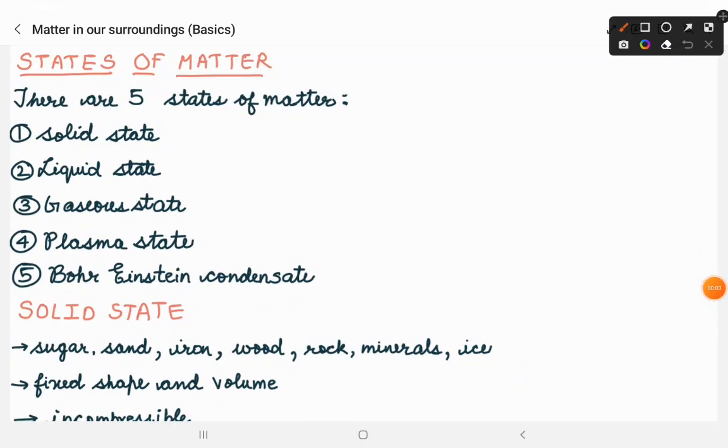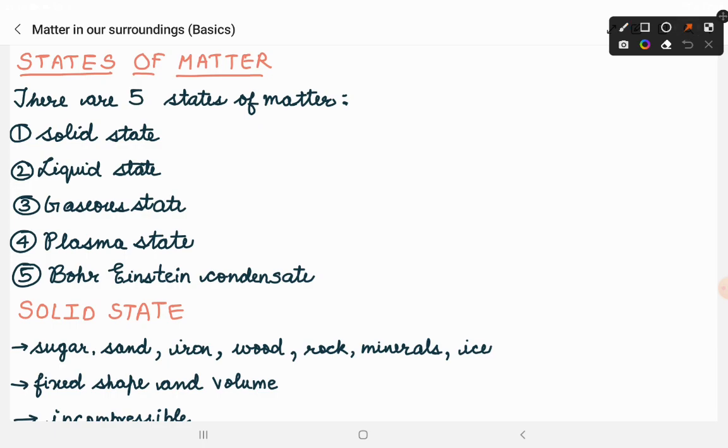Good morning, my dear students. Today we are going to continue our first unit, that is Matter in Our Surroundings, and this is the basics unit. This is the first unit, and we have already covered a good portion of this chapter. Now today we are going to start with the states of matter.